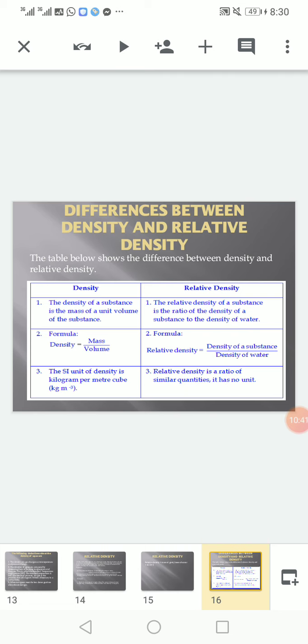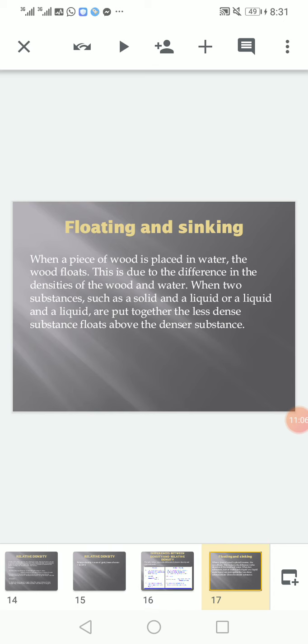This table shows us the difference between density and relative density. The density of a substance is the mass of a unit volume of the substance. The relative density of a substance is the ratio of the density of the substance to the density of water. Mathematically, density is mass over volume, while relative density is density of substance over density of water. The SI unit of density is kilogram per meter cube, while relative density has no unit.